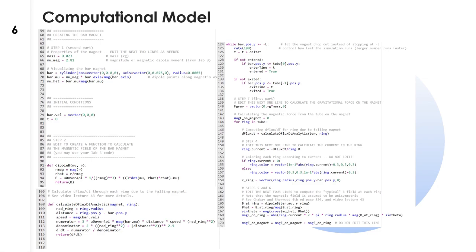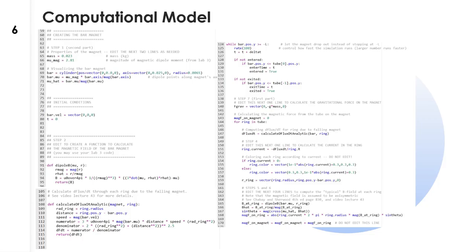This function dipole B is essentially returning the magnetic field of a dipole given by the formula. Then this function calculates the change in flux over time for a magnet and a ring a certain observation distance away from the bar magnet. Then we find the force due to gravity, which is listed here, and then there is another loop which essentially calculates the flux, the derivative of flux, and therefore helps find the induced current in the ring based on the bar magnet falling and its velocity.